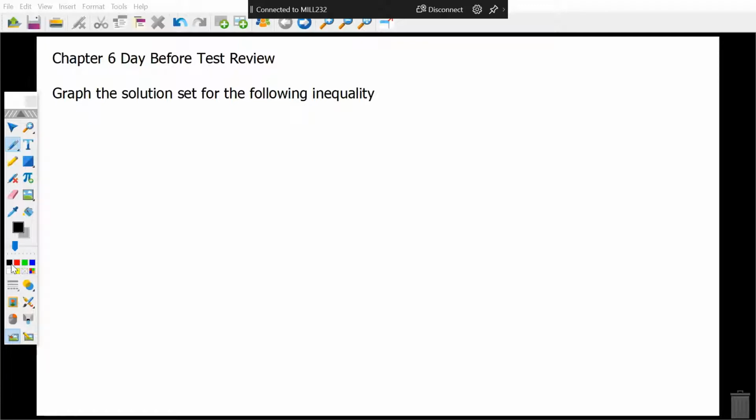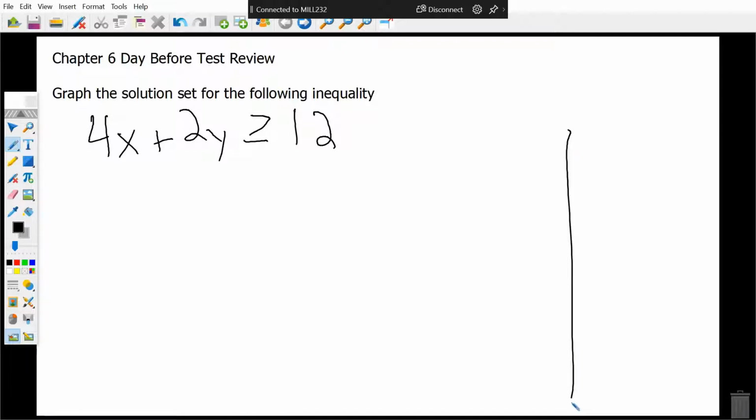Let's begin. For the first question, I would like you to graph the solution set for the following inequality. X plus 2y is greater than or equal to 12. Please take a moment. Maybe we'll do the first one together and then you can try the other ones on your own.